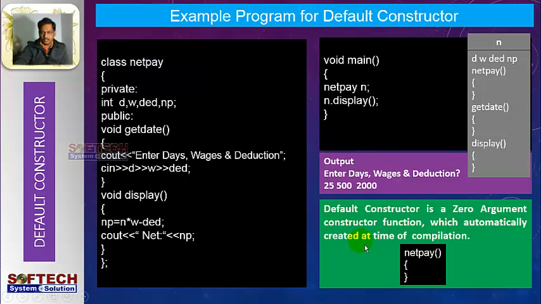If we don't define a constructor within a class, the compiler will automatically create a 0 argument constructor at the time of compilation. That constructor is called the default constructor. If we define a constructor, the compiler will not create the constructor function at the time of compilation. If we do not define a constructor function within a class and we create an object, the compiler automatically creates a 0 argument function. That function is the default constructor function.